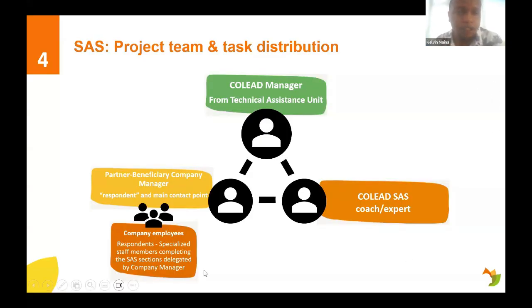So looking at processes and task distribution, indeed, here we have three important players so that a campaign can be successful. As you're aware, there's a co-lead manager from the technical assistance unit. Then there's a co-lead SAS, a coach and expert. This happens to be yourselves. Then you also have the partner beneficiary manager, which happens to be the main contact person for the SAS, and also the respondent. They can be the main respondent, or we can also delegate to other people within the organization, but of course through the main contact person. So these are the three key players towards a successful completion of a SAS.